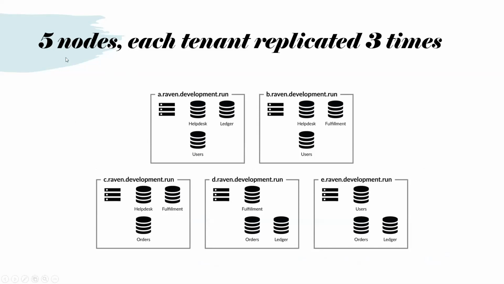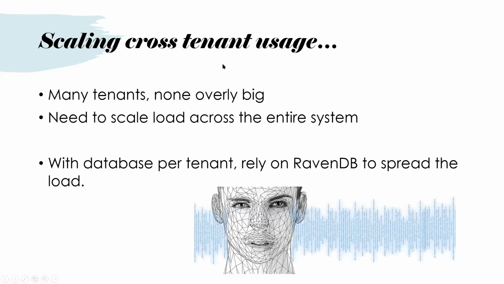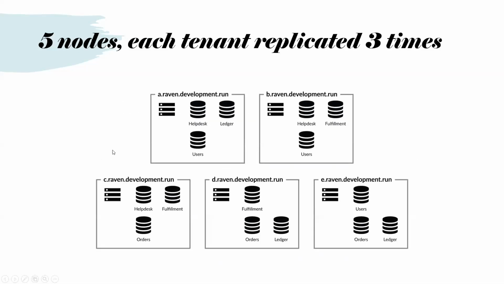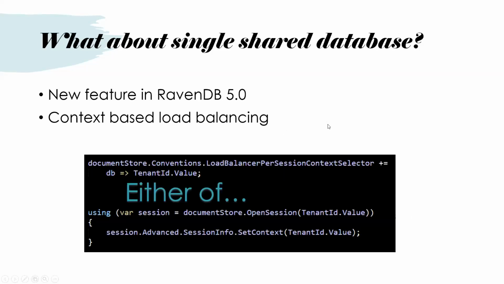I've seen users who go for 3 nodes and a double replication on all manner of things. Notice, by the way, that RavenDB clusters can grow to much larger sizes. You can have a 50-node cluster with a replication factor of 3. It would work, and that is a nice way of scaling in this case. Now, what happens if I'm using the single shared database model? It turns out there are ways of scaling that.